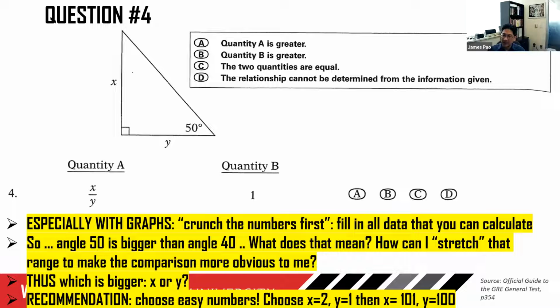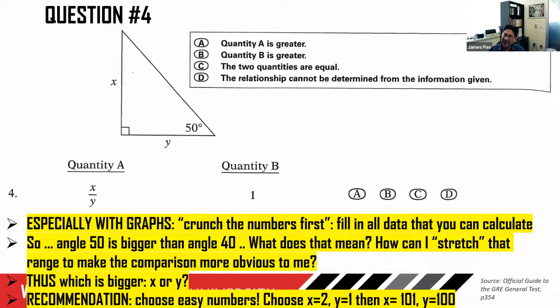So now that we know that, my question to you is, which side is bigger, X or Y? You should know that the answer is X, because it is opposite of a 50-degree angle. Y is opposite of a 40-degree angle, therefore is smaller. So now we know X is bigger than Y. Let's go into quantity A and quantity B. B is set at 1, so it's really simple. Quantity A is not, it has variables.